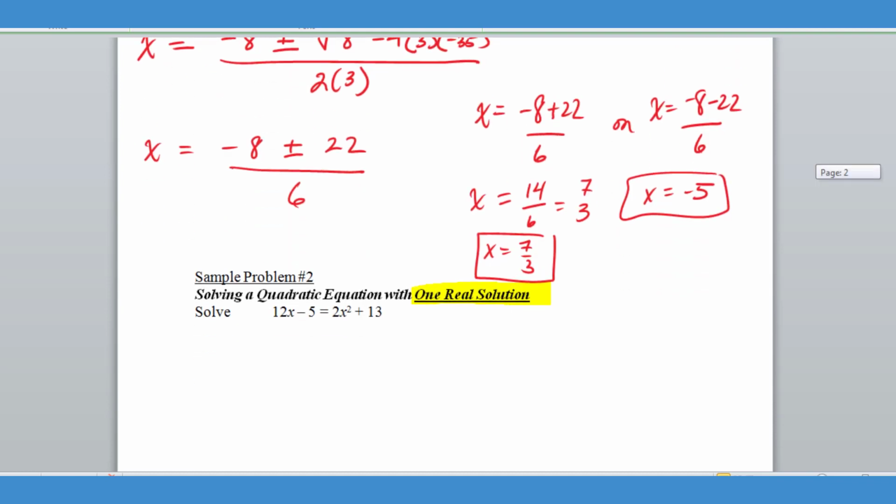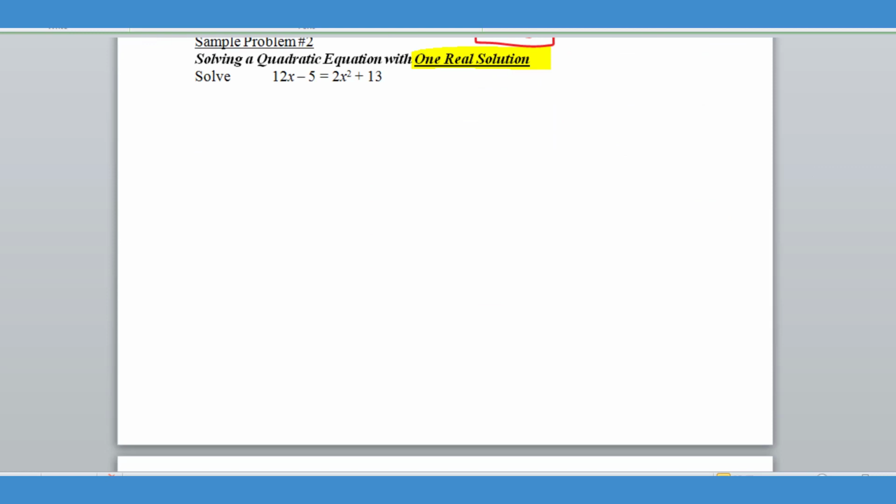Alright, let's look at sample 2. Alright, again, we have kind of a crazy equation that's been given to us. So the first thing we really need to do is to get it set equal to 0. Now, what I'm going to choose to do this time is move everything from the left over to the right, since I already have my 2x squared over there. And when I do that, I get 0 equals 2x squared, and make sure you write this in standard form, minus 12x plus 18. Now, it doesn't matter if the equals 0 is on the left or the right, as long as you got it in standard form equaling 0.